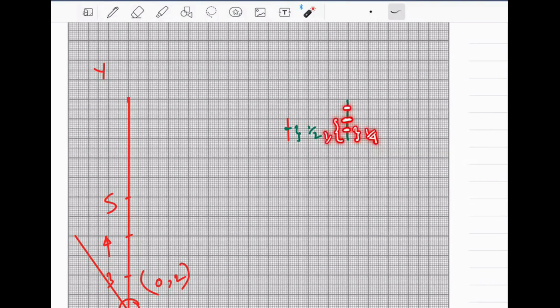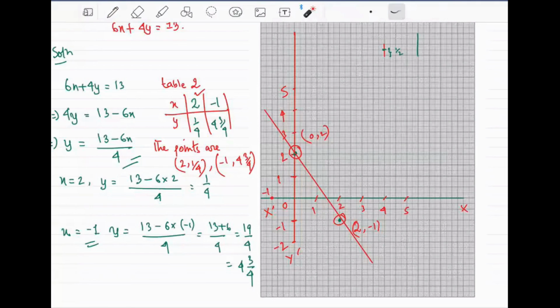This one will represent half. This value will represent 3 by 4. Get it? So here is 1. If I divide it into 4 parts, if I take only 1, it's 1 by 4. If I take 2, it's half, because 2 by 4 is half. If I take 3, then we will get 3 by 4. Get it? So it's very easy to plot 1 by 4 if you plot it on graph paper.